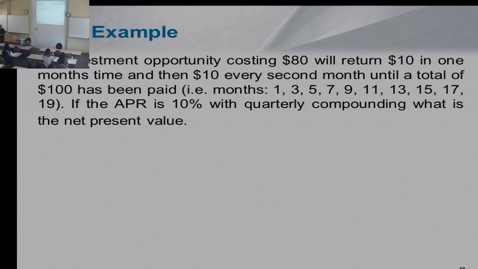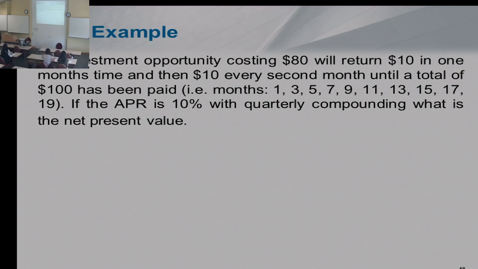You either use tables or you use the formula. The trick here is, well, there's three tricks. The payments come every 2 periods rather than every single period. And the first payment is at period 1, not period 2, so it's not an ordinary annuity, so we've got a starting point problem.